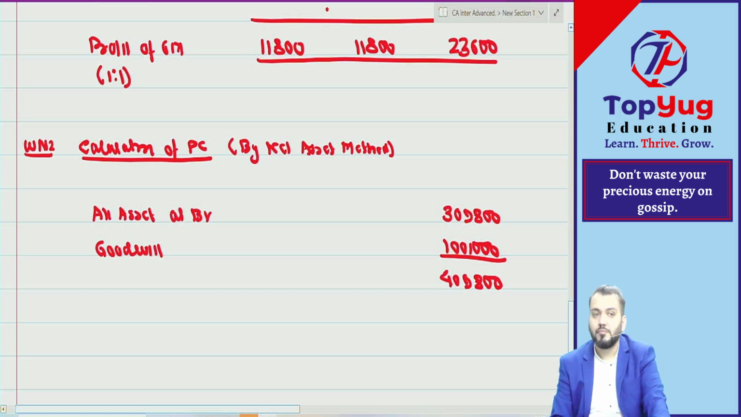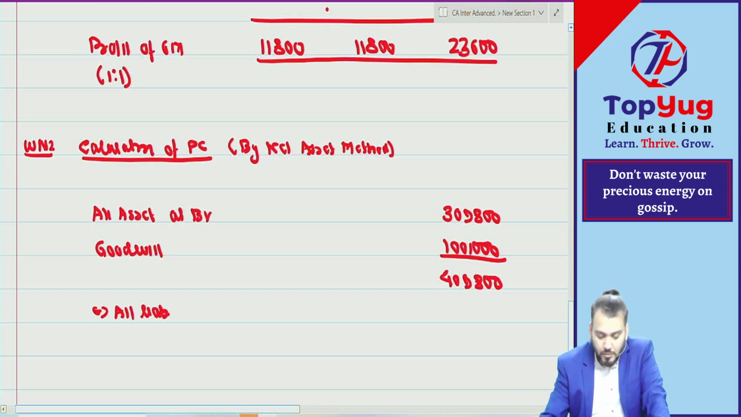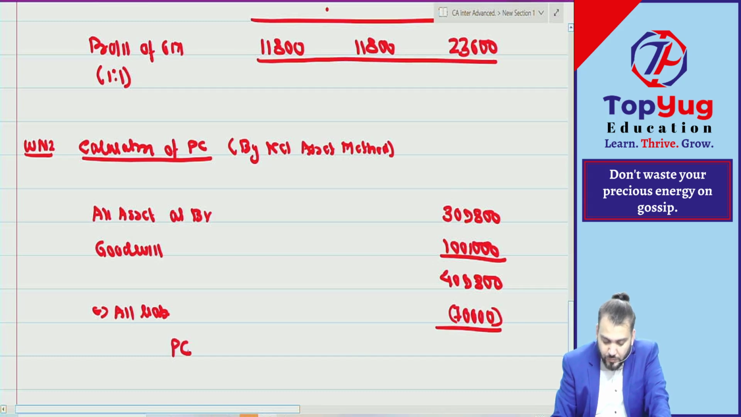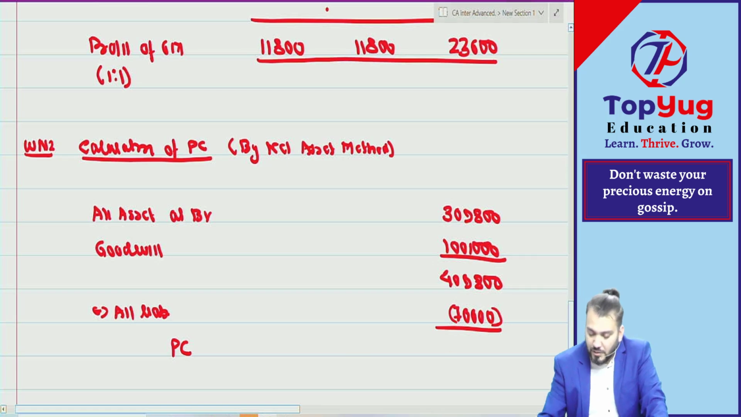9,800, minus what? All liabilities. How much? 70,000. So what is the amount of PC? 3 lakh 39,800.